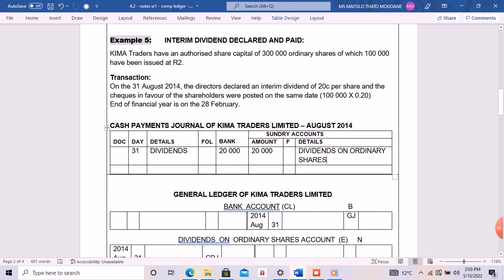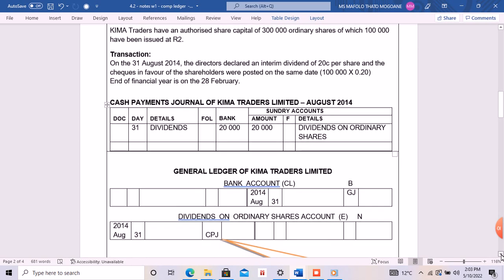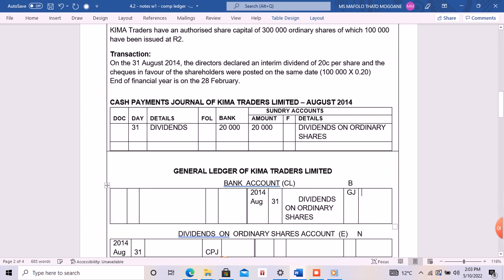So now how do we record this transaction into the bank account? Remember, the money went out of the bank account for dividends on ordinary shares. So under the details on bank, on the credit side, since the money went out of the bank account, you say dividends on ordinary shares with an amount. Since we have only one transaction, we just record 20,000.